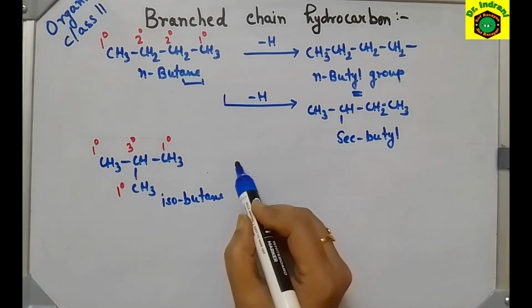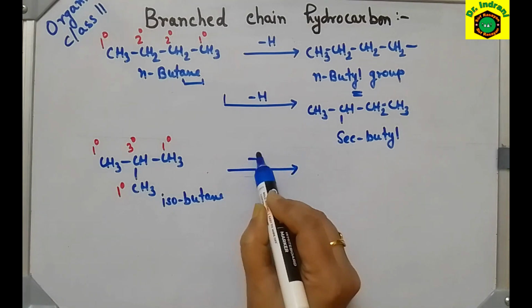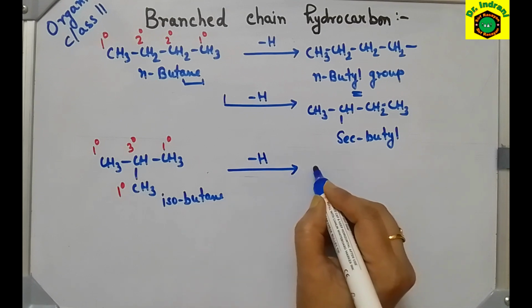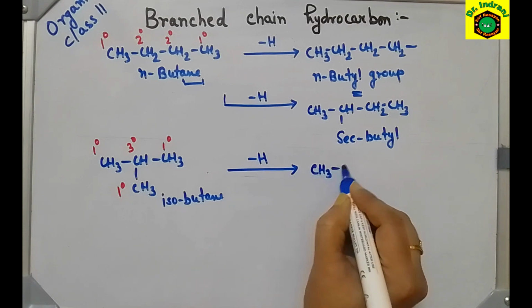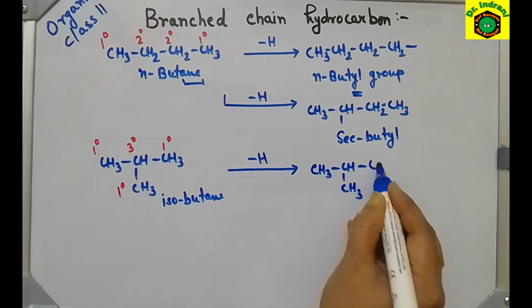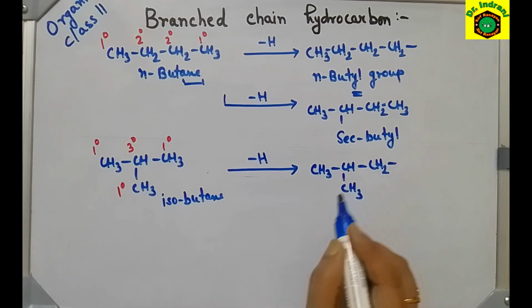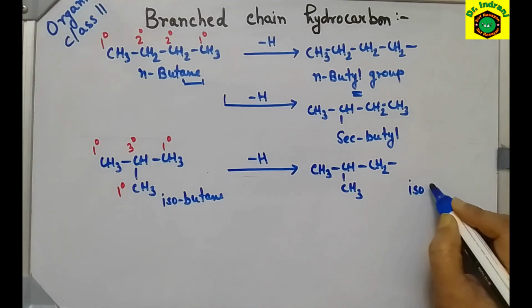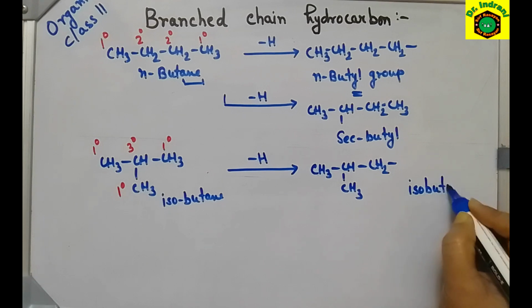So removal of one hydrogen from 1 degree carbon is giving CH3, CH, others will be as it is. Here only we are removing one hydrogen from here. So this is known as isobutyl group. Isobutyl group.